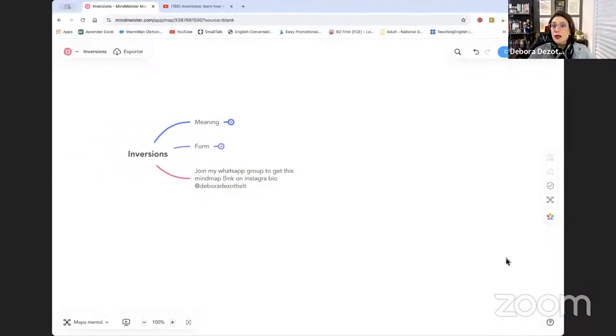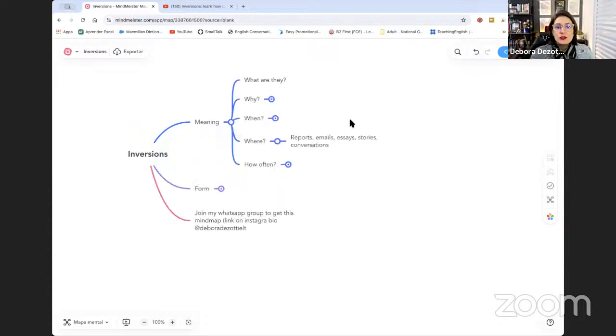There you go. So first of all, let's talk about the meaning of an inversion. Why do we use an inversion? What is the meaning that they have? They are used for emphasis. So what they are, we've already discussed, right? What inversions are. So when you invert the order of words in a sentence, why do we use them? For emphasis, basically, to add a little more drama to your sentence, to your speech, to make it stronger.